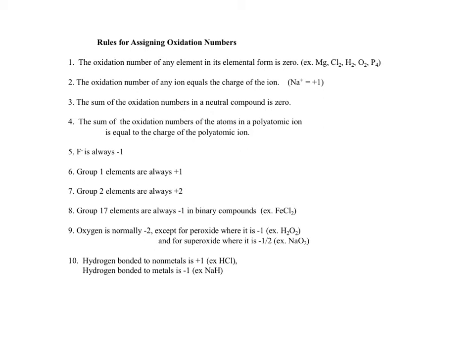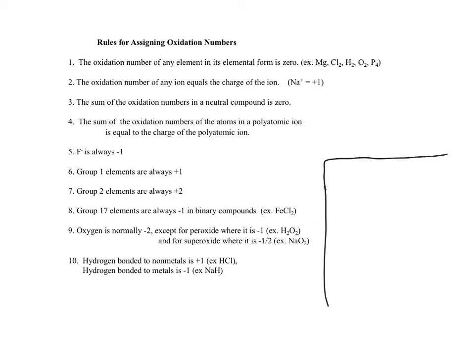And then there's some exceptions. One of them is peroxide, the other one is superoxide. I'll come back to that. And then hydrogen bonded to nonmetals is +1, and hydrogen bonded to metals is -1. So you don't see the hydride so much, this one is called sodium hydride. The hydrogen is usually in the plus form for systems that we consider here. Actually, I'll explain the exceptions to oxygen here. Just make a little box.